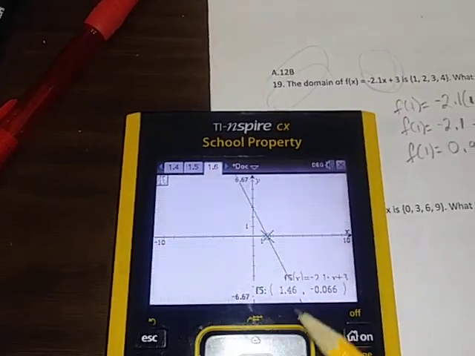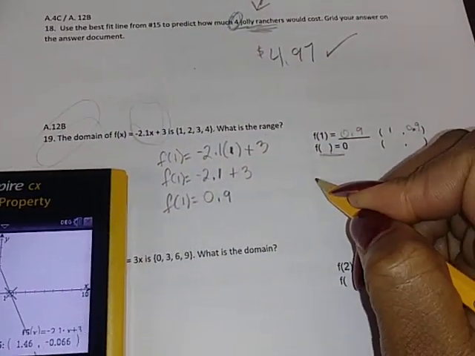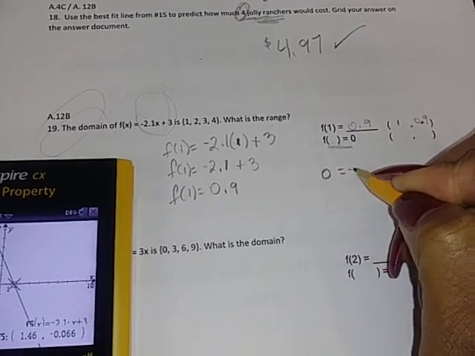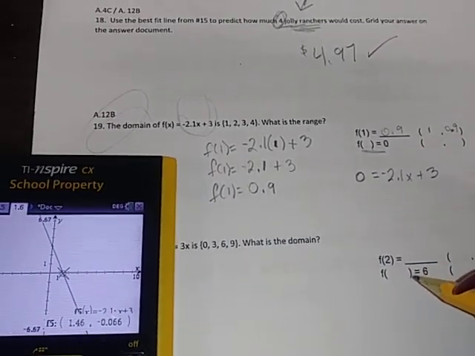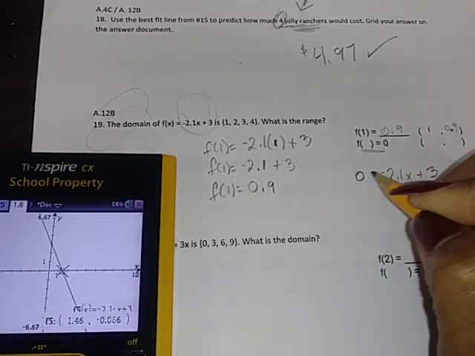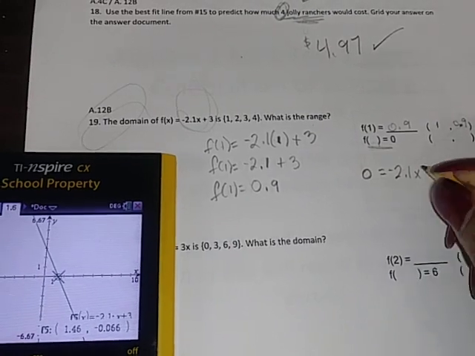So, what else could we do? Put 0 in the y spot. Now, here's the problem with this. You have to know how to solve. Isolate a variable to find the x value. So, -3.